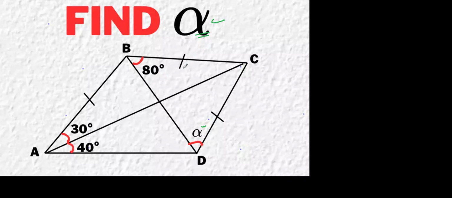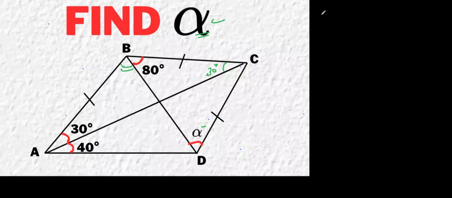If this side is equal to this side, that means this angle will be 30 degrees, because it is an isosceles triangle. If two sides are equal, it is an isosceles triangle. So this angle will be 30 degrees. So 30 is 30, and this one is just unknown.